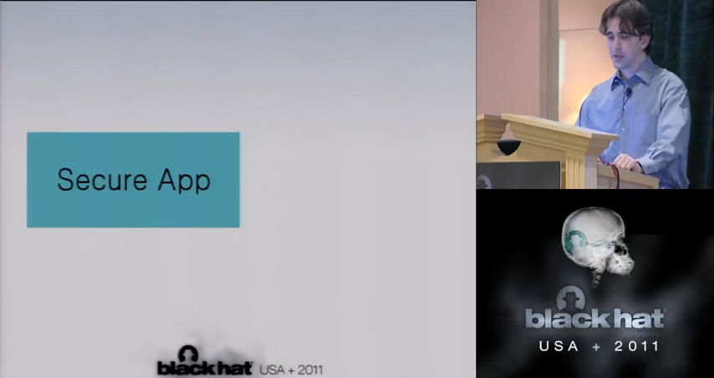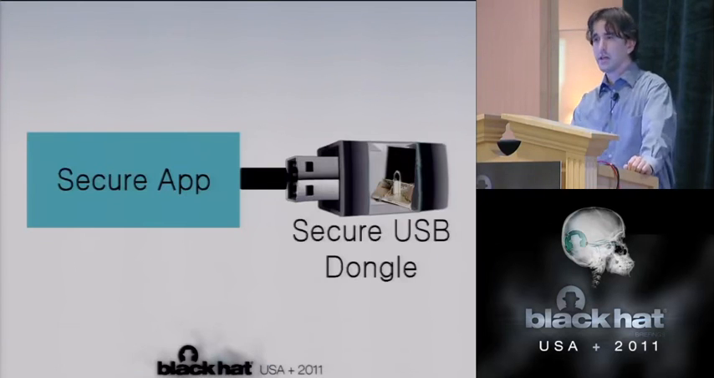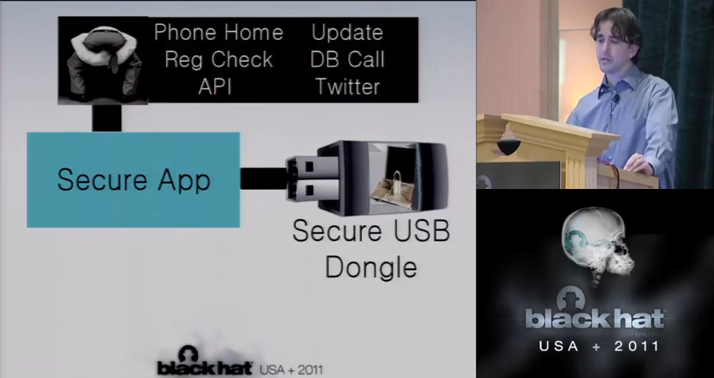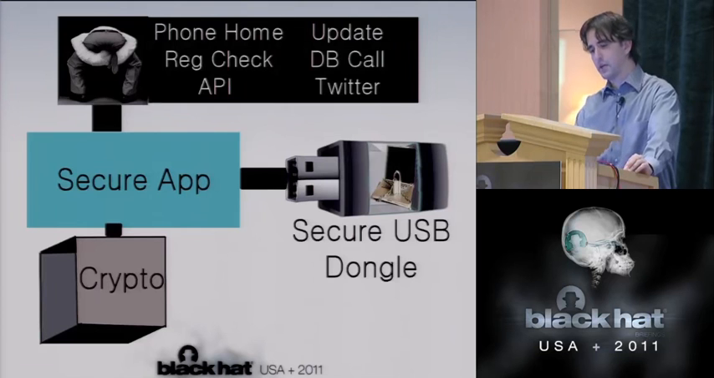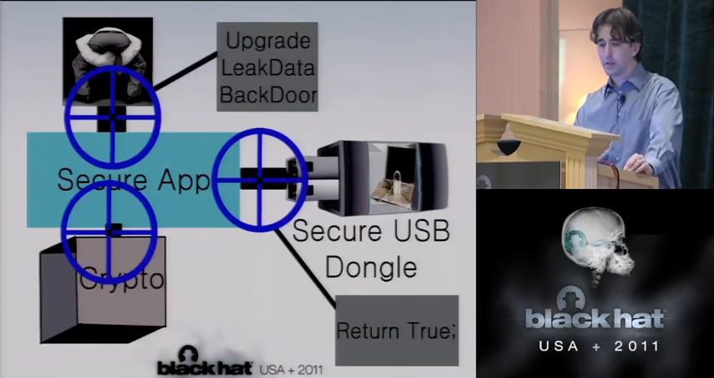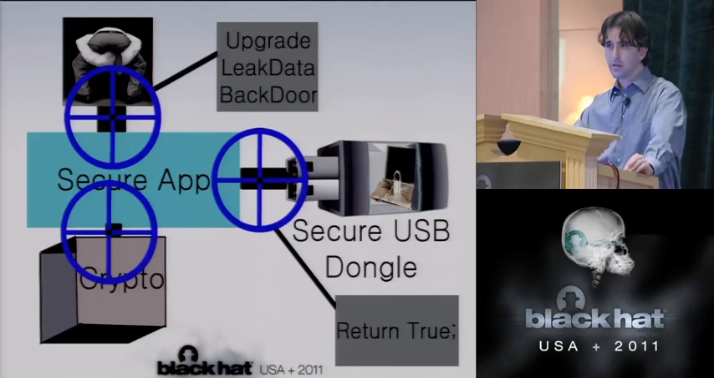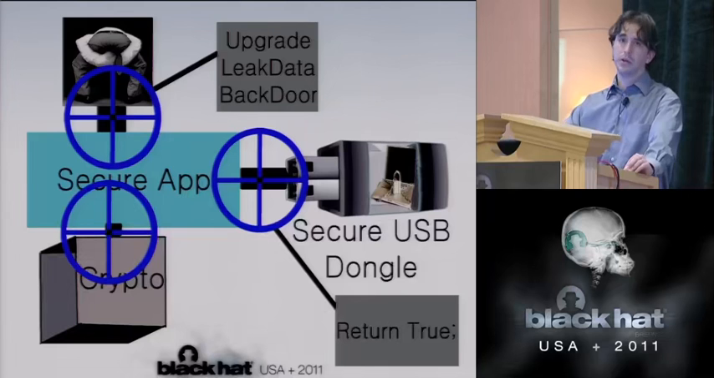A secure application. You're going to come up against USB dongles. You're going to come up against phoning home, registration checks, API calls. It's going to update off of a server, call a database, connect to the internet, and it has crypto. This is usually what you're going to find in major applications. And these are the weak spots. Anytime it comes out of the secure application to the USB dongle, you can pretty much count that they did not build their own USB dongle.